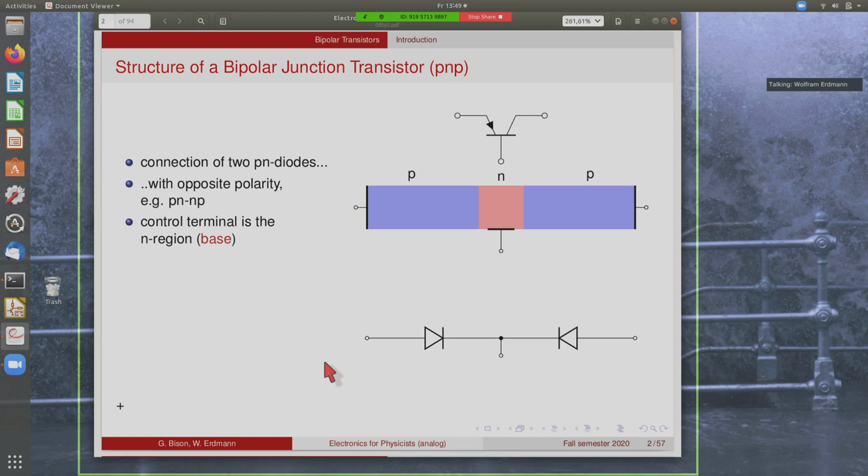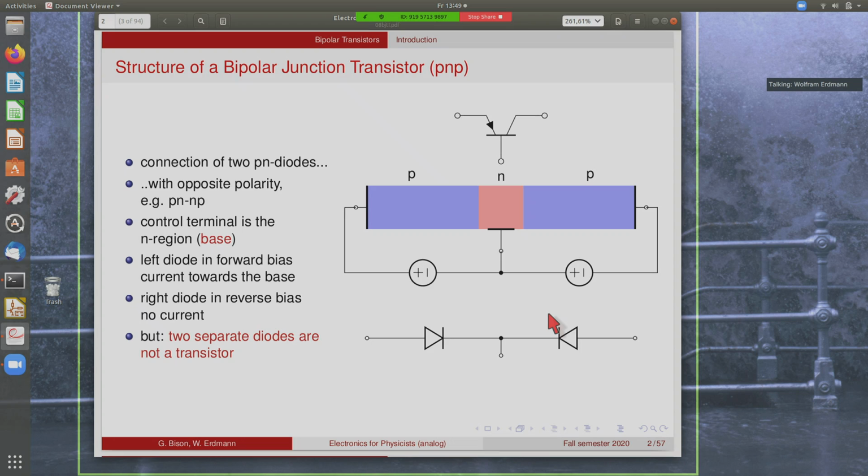So the structure of a bipolar transistor is shown here. It's like the connection of two PN diodes with opposite polarity. So we have a P region, an N region, and a P region again. And the middle N region, in this case, for a so-called PNP transistor, is called the base. So you can, in some sense, view it as this kind of arrangement of a diode where the direction of where it passes current is towards the base from this side, and also towards the base from this side.